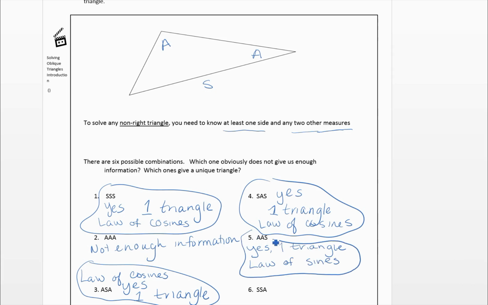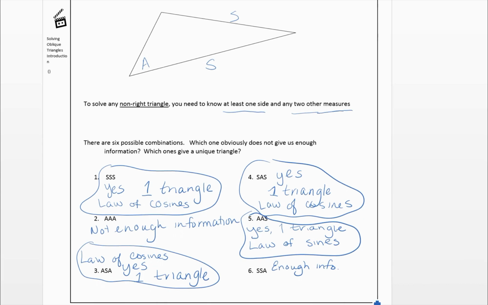And then the last one that unfortunately is going to be your least favorite is side, side, angle. So that's where you have two sides and one of the angles that's not between them. And this one's truly a pain. It does give you enough information, but it's a really special case where sometimes you'll have 0 triangles that work. Sometimes you'll have exactly one triangle, and sometimes you'll actually have 2 possible triangles, and you'll be expected to get both of them. So side, side, angle is really a pain.